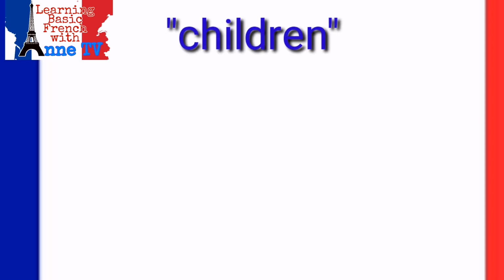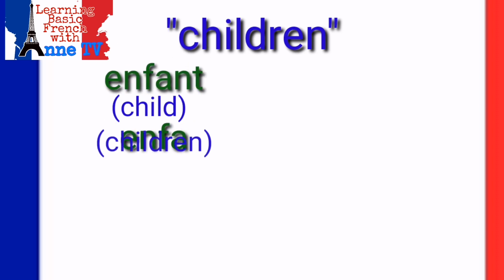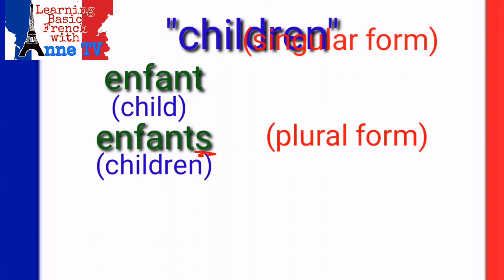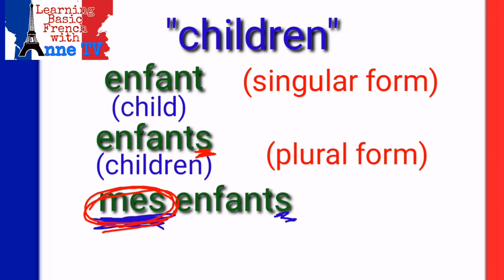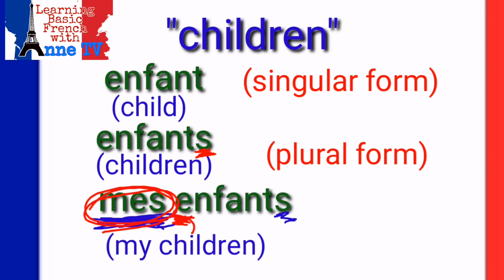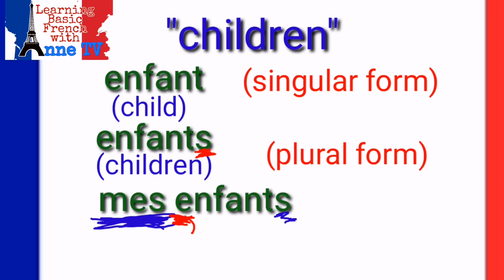Another word to add to the list is children. The word for child in French is enfant, and its plural form is enfants. To say my children, we're not talking about the masculine and feminine form of my, but the plural form. The plural form of my is mes. Mes ends in S, so normally the S is silent, and if followed by a vowel, it becomes liaison, mes enfants.